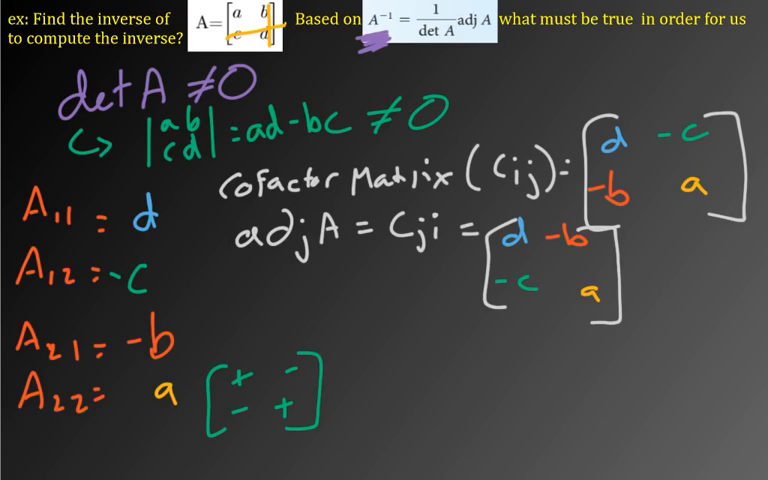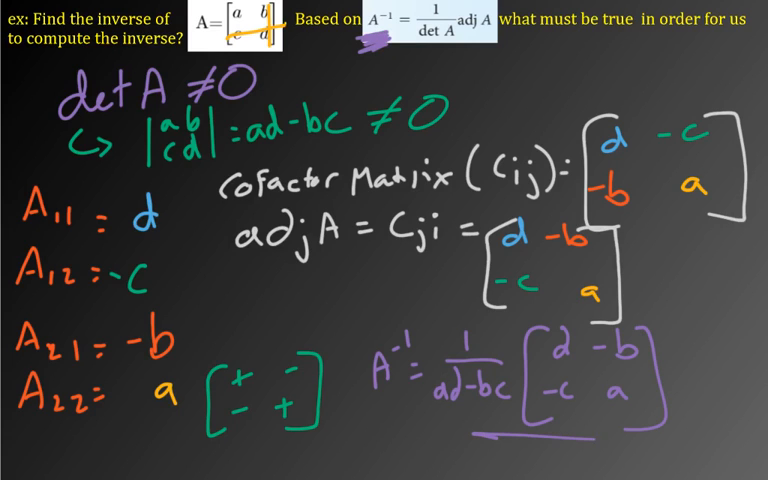So now I can plug in my formal definition. I have A inverse equal to 1 over the determinant of the matrix, which in this case is literally AD minus BC, times D, minus B, minus C, A. And if you look up the inverse of a general 2 by 2, you will see this formula.